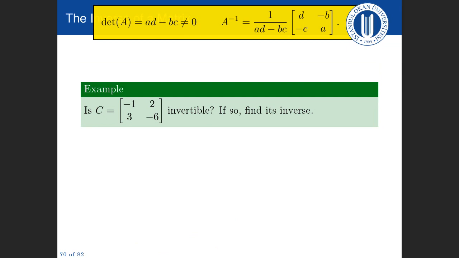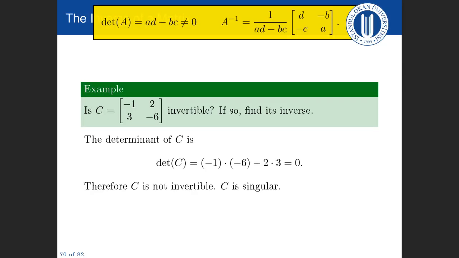Let's do another one. Is this matrix invertible? And if the answer is yes, find its inverse. First, we calculate the determinant of this matrix. Determinant of C: minus 1 multiplied by minus 6, that's plus 6. Minus 2 multiplied by 3 is also 6. 6 minus 6 is 0. Because the determinant is 0, this matrix is not invertible. This matrix is singular.